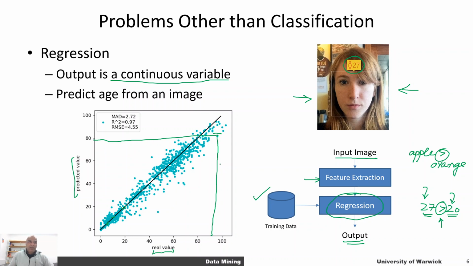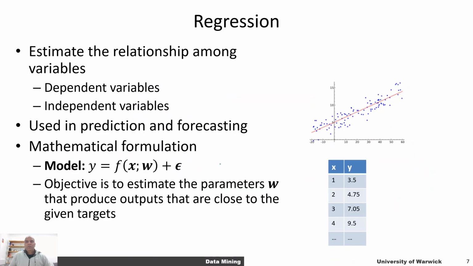So I hope you have a good idea of what we are trying to do here. We're trying to predict real world quantities for a given image using machine learning. So the goal is, again, in statistics, typically, regression is defined as a way of estimating the relationship between variables. We can have dependent variables and we can have independent variables.